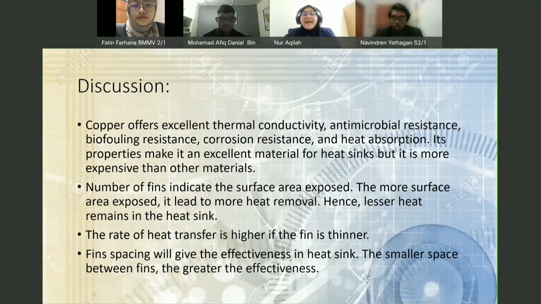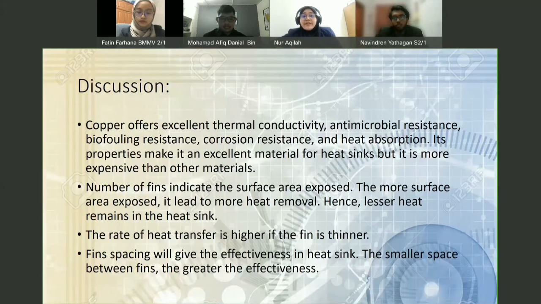Thank you, Fatin. I am AQILAH and I will share more on discussion. First of all, the material that we use for both of our designs is copper. Because copper offers a lot of excellent aspects such as excellent thermal conductivity, excellent heat absorption, etc. Its properties make it an excellent material for heat transfer, but unfortunately, it is quite expensive compared to other materials.